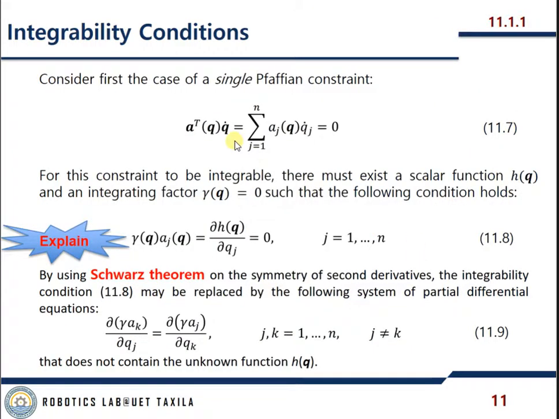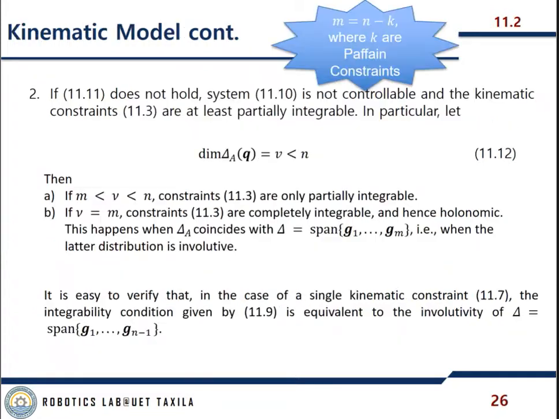So here this is 11.7, the Pfaffian constraints, and 11.9 is Schwarz theorem. The kinematic constraint 11.7 is basically A transpose of q times q dot equals 0. The integrability condition given by Schwarz theorem is equivalent to the involutivity of this accessibility distribution which spans the space.